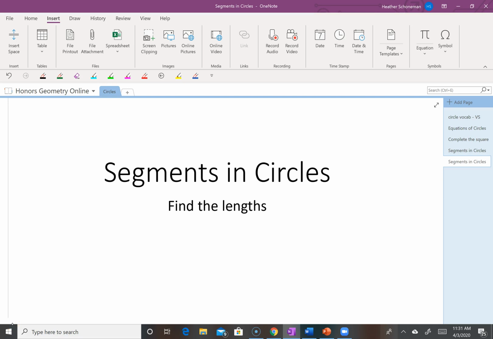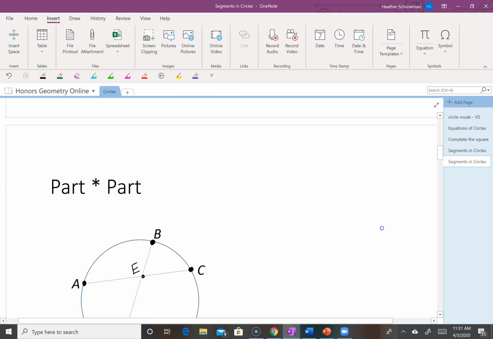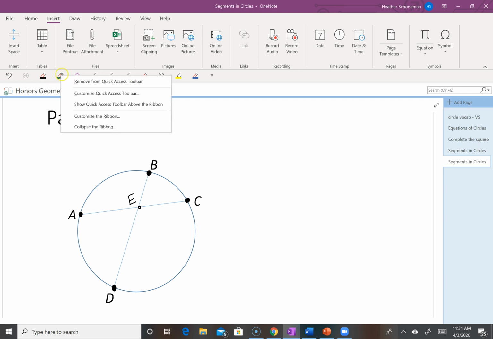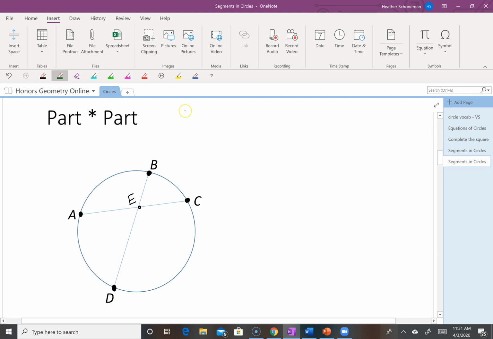Okay, this video is about finding segment lengths in circles. So I'm going to give you some segments that are part of a circle, and then you're going to find some missing lengths. So the first option is when we have two chords that intersect.